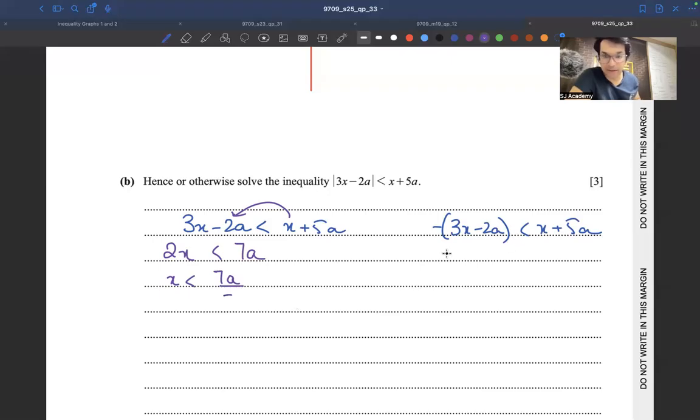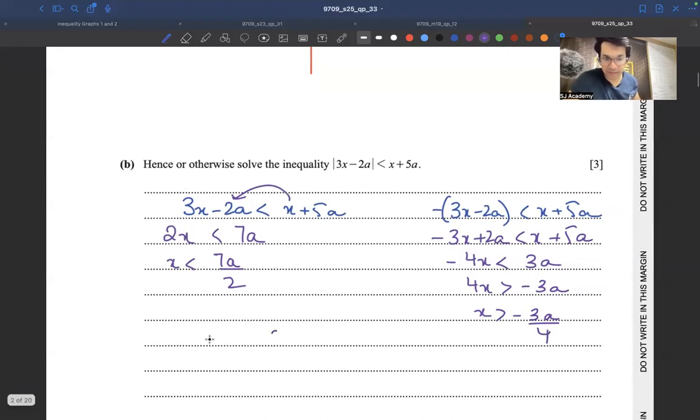And in this case, we'll get minus 3x plus 2a is less than x plus 5a. So bringing the x on this side, we'll get minus 4x is less than 5a minus 2a, which will become 3a. Now, as there's a negative sign with x, when we flip it around, this will become 4x is greater than minus 3a. And finally, x is greater than minus 3a by 4. And we can now write the final answer as x is greater than minus 3a by 4 and x is less than 7a by 2.